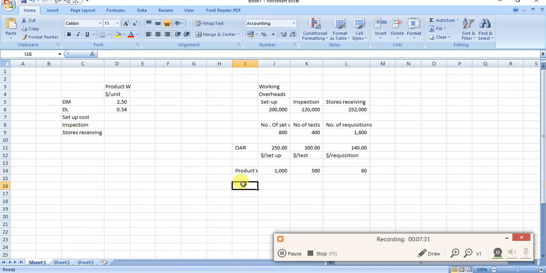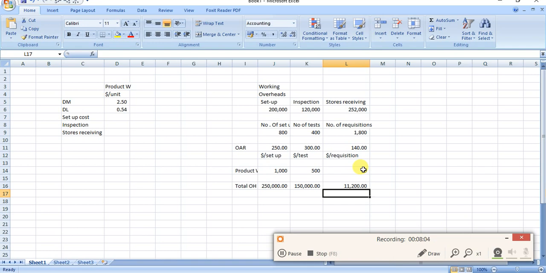Simple. So the total cost, total overhead. We know OAR is 250. That's per setup. It takes 1000 setups here. OAR is 300. It takes 500. Multiply. OAR is 140 per requisition. It takes 80 requisitions. Multiply. So that's the total. Each of them, if you divide by number of units, you must get the answer.